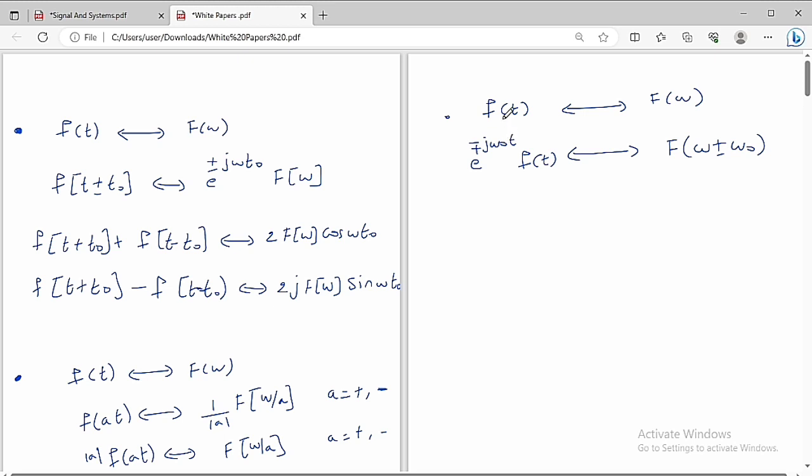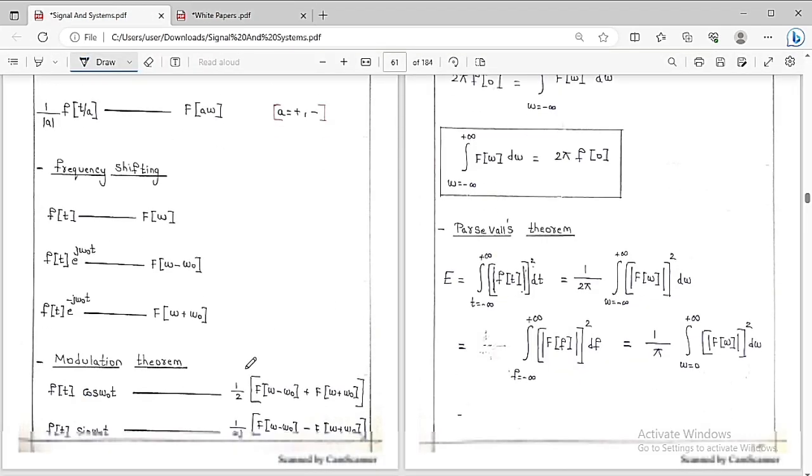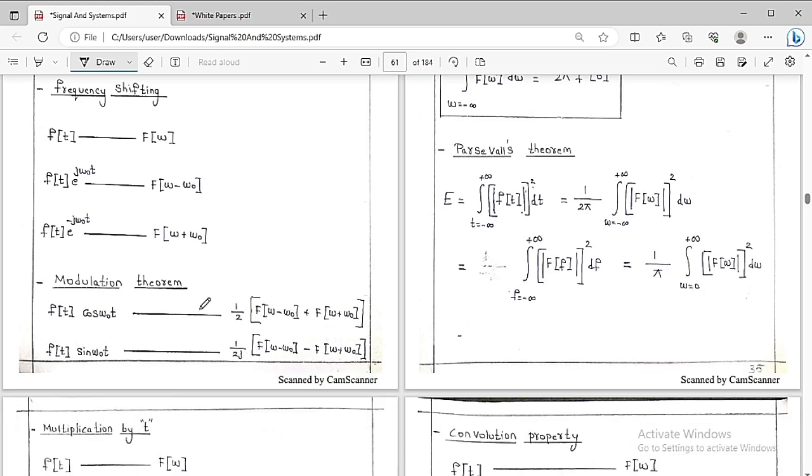So therefore, you can say for f of t with Fourier transform F of omega, e to the power of minus or plus j omega naught t into f of t has the Fourier transform F of omega plus or minus omega naught. Here minus means here plus, here plus means here minus. You can easily get this with the help of the expression also. Even if you forgot, we can get it directly from the Fourier transform expression. So this is the frequency shifting. Now let's go for the modulation theorem. So we are going to study the modulation theorem. What is the modulation theorem?